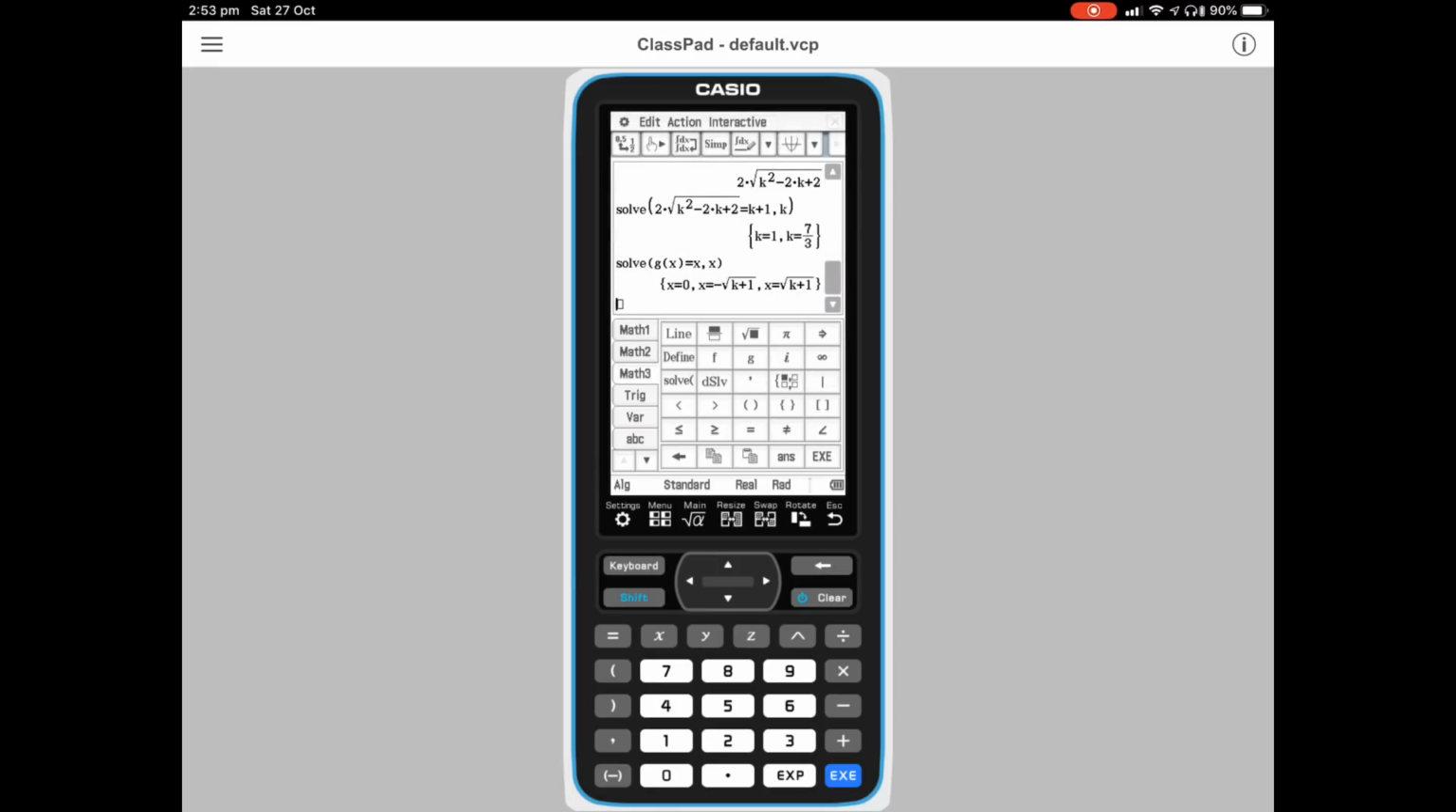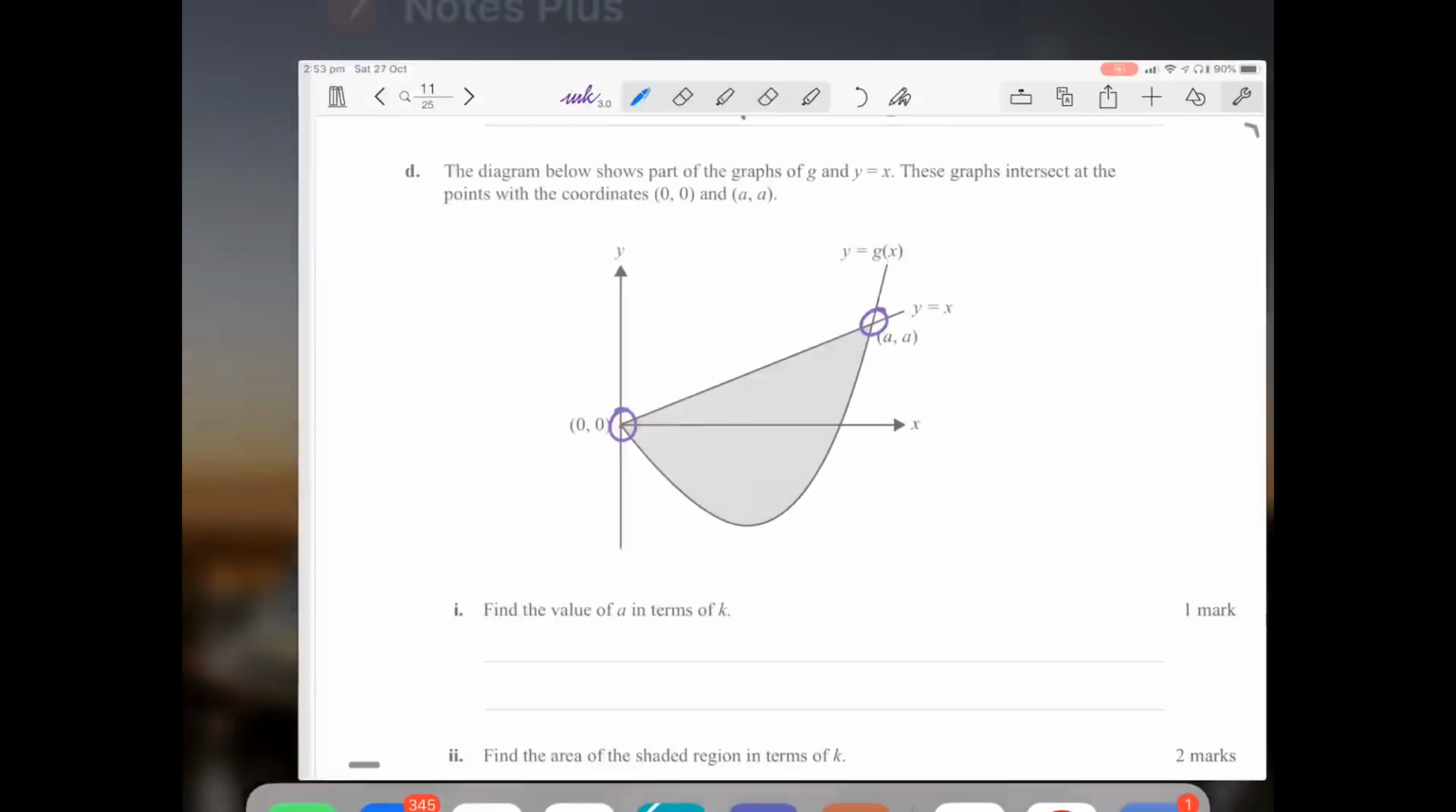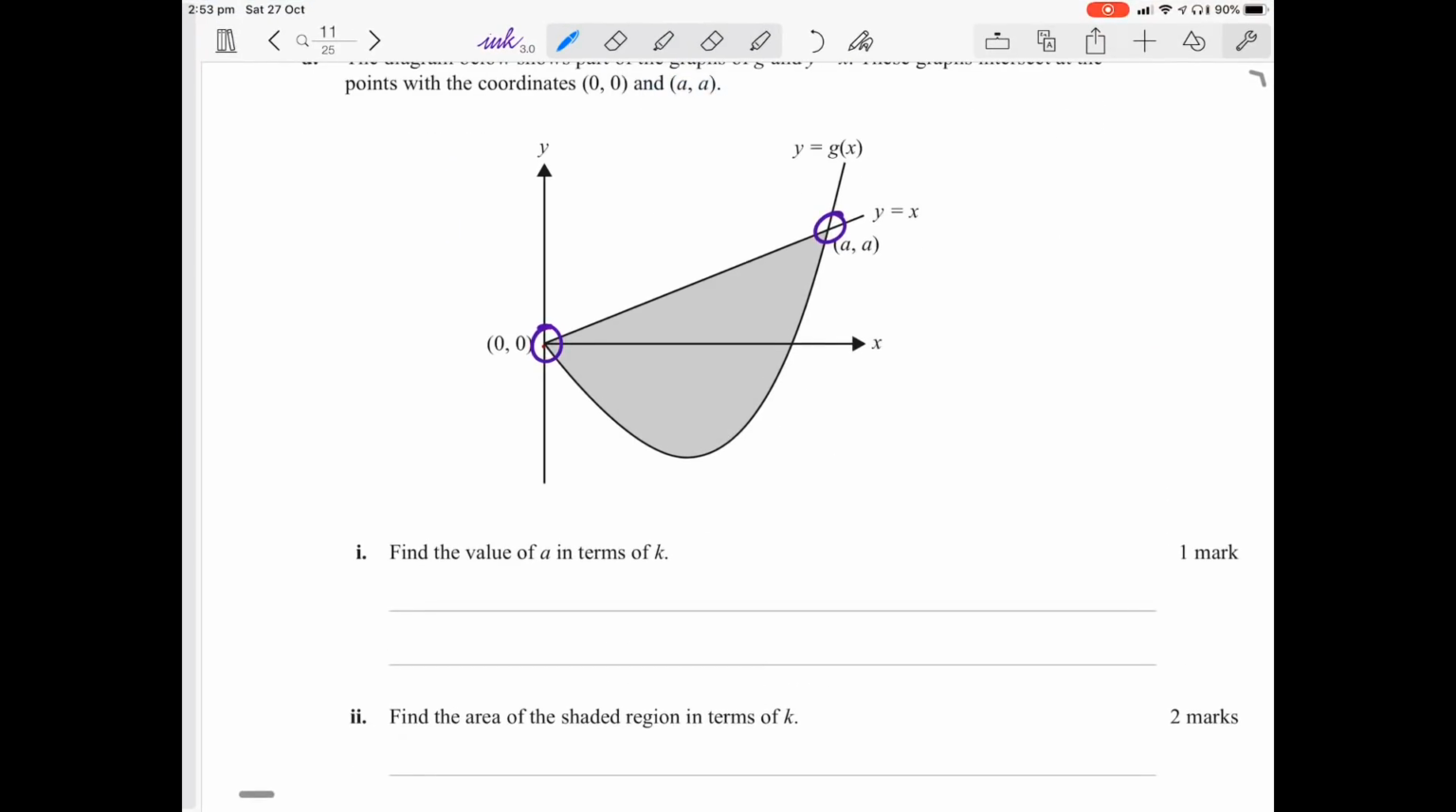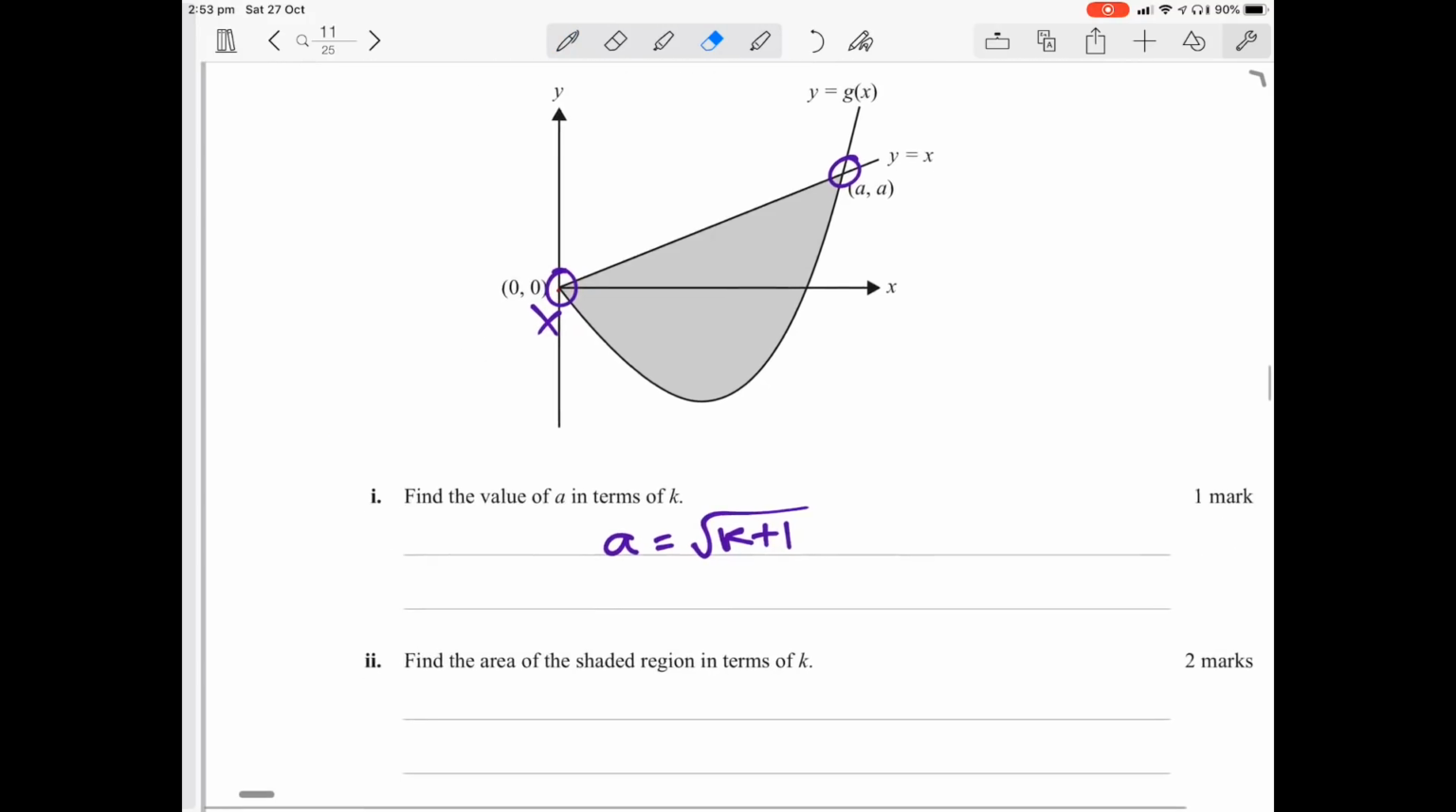Solve for x. So a equals root k plus 1, because we know it can't be that value. It would be another value back here somewhere, but we don't care about those because we're only looking for the positive value.